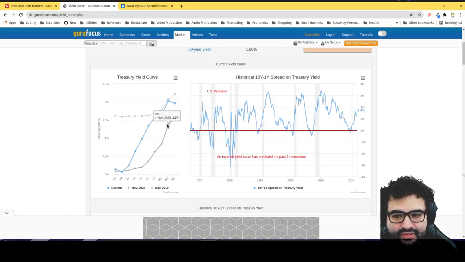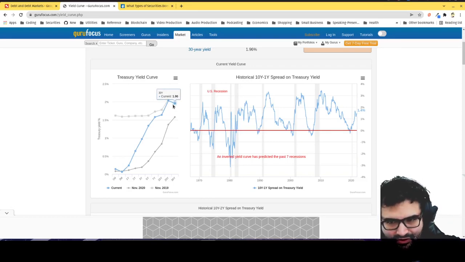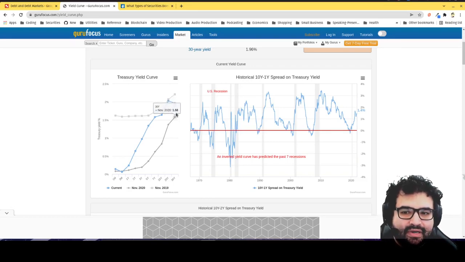Now we get to the 20-year mark. 20-year is a little less than doubled, and then the 30-year. Generally, you get convergence a little bit more in the 30-year, because the 30-year is going to be less about short-term government policy, more about long-term inflation expectations. But even then, you're seeing some change.